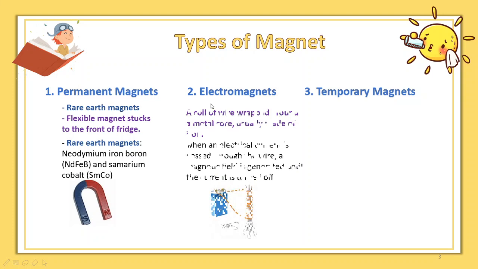Electromonad actually is a man-made monad using electricity, or we call batteries, with wires wrapped around the metal core. This core usually is the iron. For the attached example, we're using the batteries to supply the electric current. Once the electric current passes through the wire, a magnetic field is generated. Until the current is cut off, magnetic field will be gone.